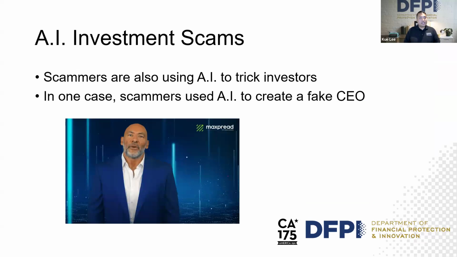Okay, here's an example that was shared with me, by the way, from our enforcement team, the DFPI's enforcement team. In this example, scammers are using artificial intelligence to trick investors. In this specific case, scammers used AI to create a fake CEO, a fake video, by the way. This is just a screenshot. So they used the AI to create a fake CEO, also fake audio, to basically talk to investors to, again, encourage them to invest in their product. So be very aware of it, right?